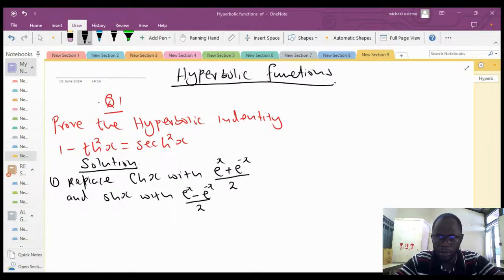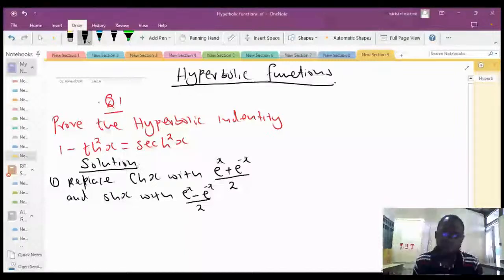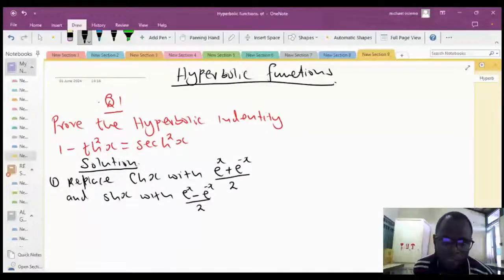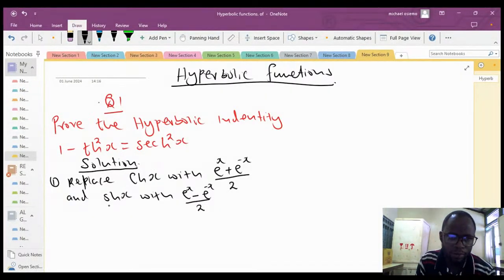So let us continue with our question. We have said we have two methods of proving a hyperbolic identity. The first method is by replacing the cosh with its definition, which is exponential x plus exponential negative x over 2, and the sinh of x with its definition like that.